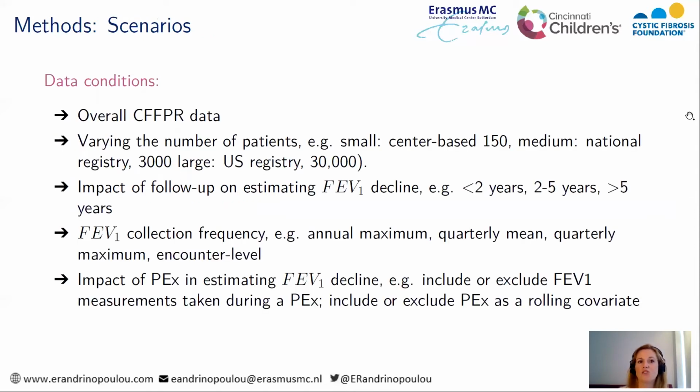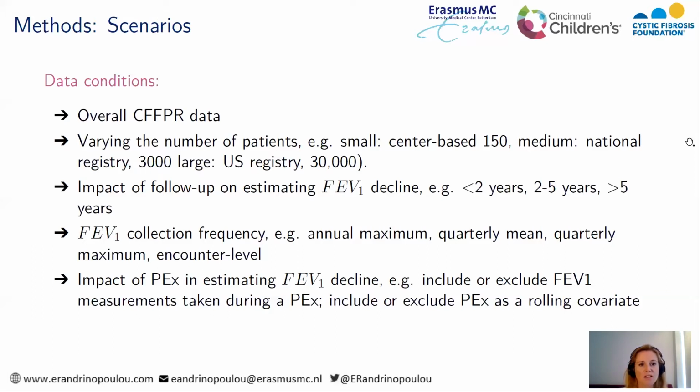And now we will describe the different data scenarios that we assume. So first of all, we used all the registry data. Then we investigate a different number of patients. So we assume a small sample size of 150, a medium 3,000, and a large of 30,000. We investigated the impact of follow-up on estimating FEV1 decline. So for example, what happens if we have a follow-up less than 2 years, a follow-up of 2 until 5 years, or a follow-up of more than 5 years.